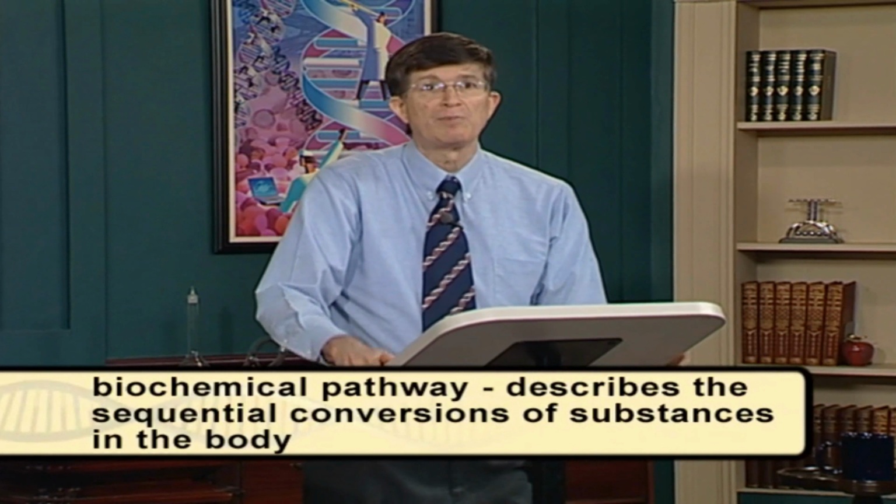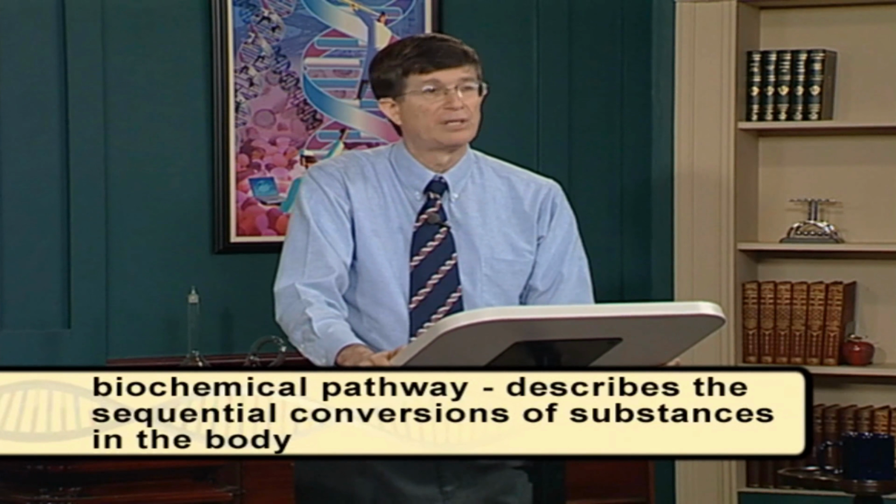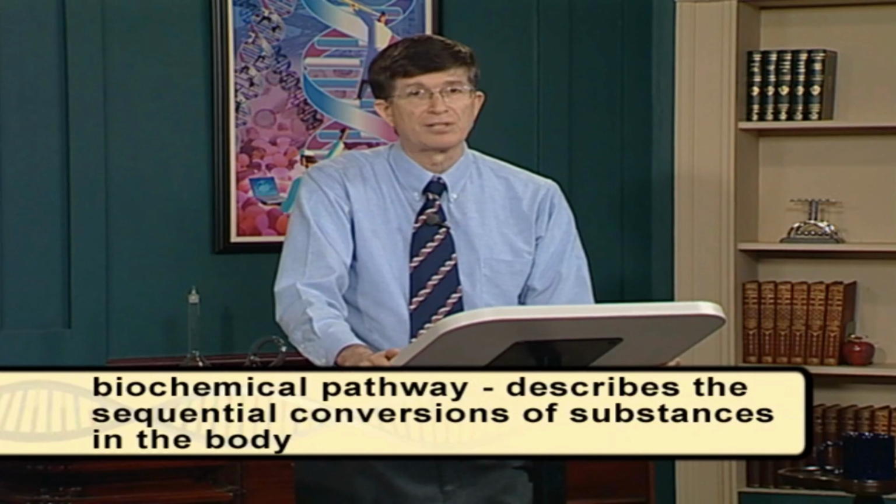A biochemical pathway, as I described in the last lecture, describes a sequential conversion of substances in the body. Each step in a biochemical pathway, as I said in the last lecture, is catalyzed by its own specific protein, its enzyme, that is encoded for by a gene. So we can envision a gene, DNA, encoding or having the information that will determine an enzyme.